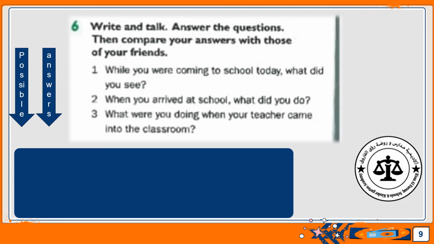The last question. Write and talk. Answer the questions, then compare your answers with those of your friends. Now, I'll read these questions and you can answer from your own opinion. While you were coming to school today, what did you see? Number 2. When you arrived at school, what did you do? Number 3. What were you doing when your teacher came into the classroom? The aim of this question is to use past continuous and the simple past in a correct way. I'll show you the possible answers.